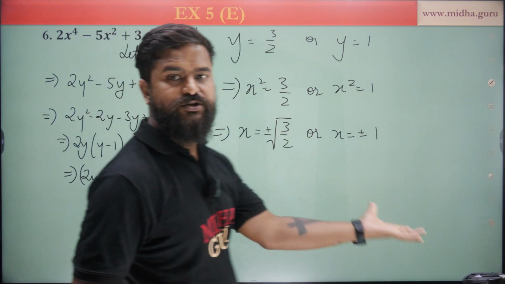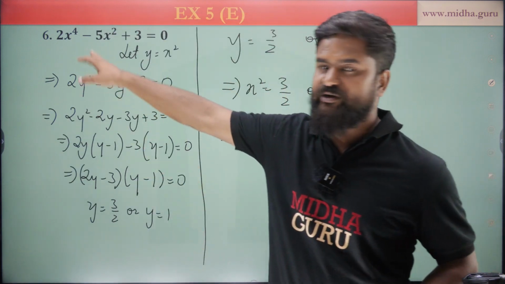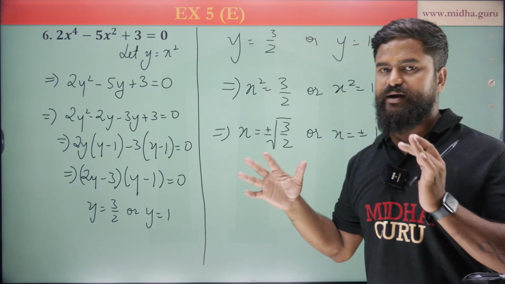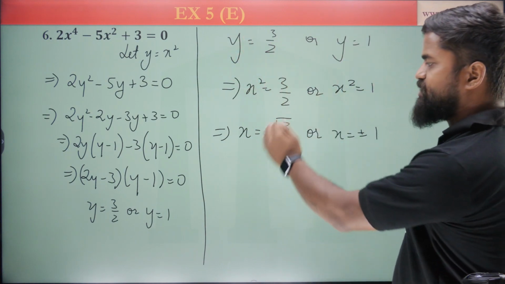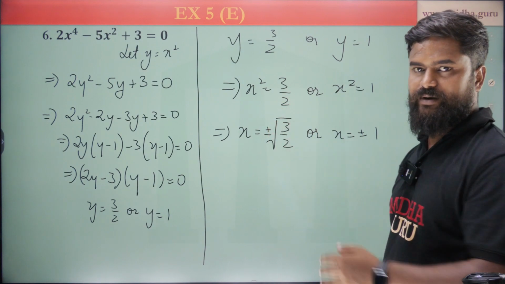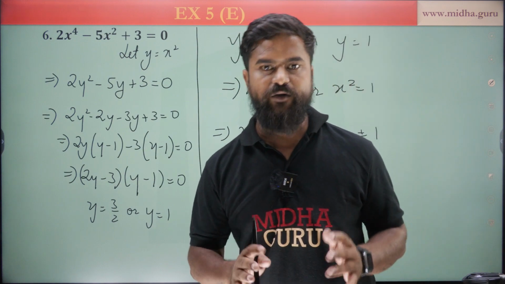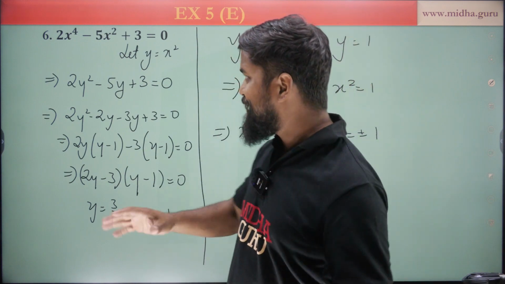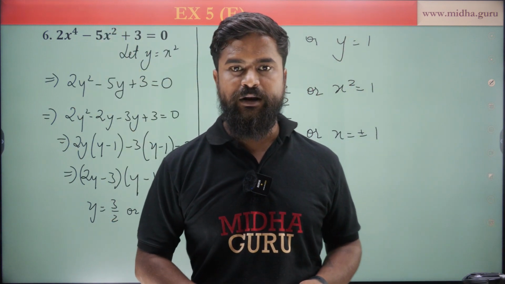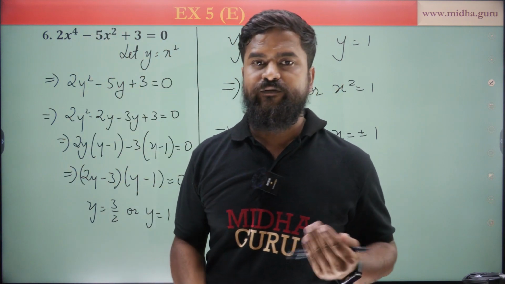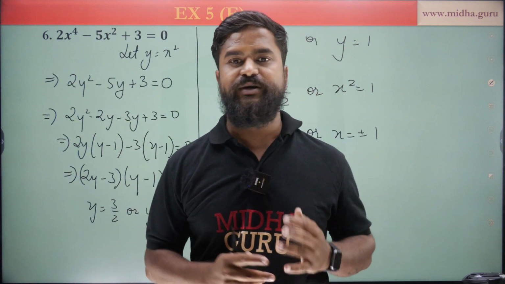these are the 4 solutions. Since it was a biquadratic equation of power 4, these are the 4 solutions for the given biquadratic equation, where x can be either positive or negative root over 3 by 2, or x can be positive or negative 1. So that's how we solve such questions. By taking x squared to be some other variable, we reduce the equation down to a quadratic, which we know how to solve, because solving a biquadratic equation is much tougher.